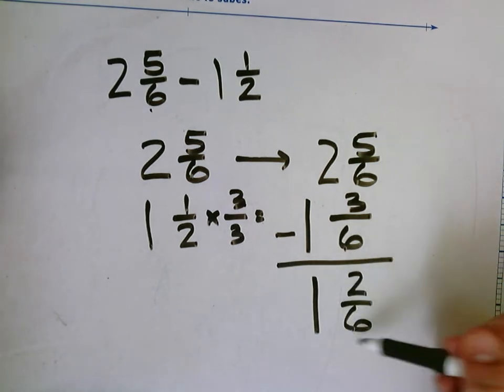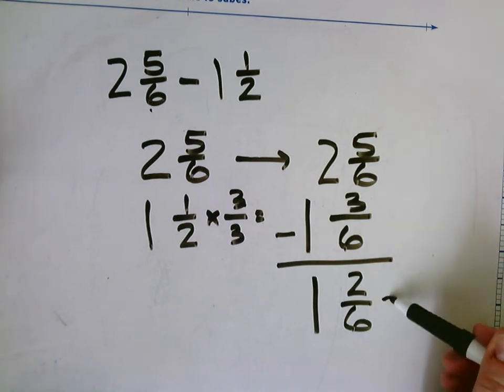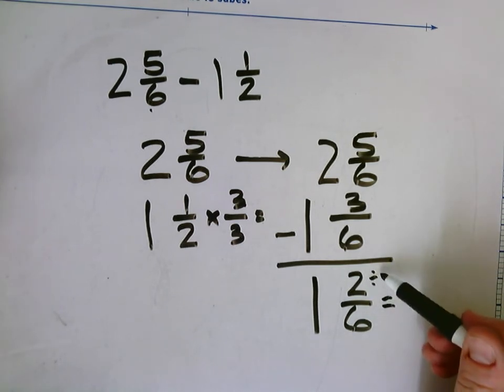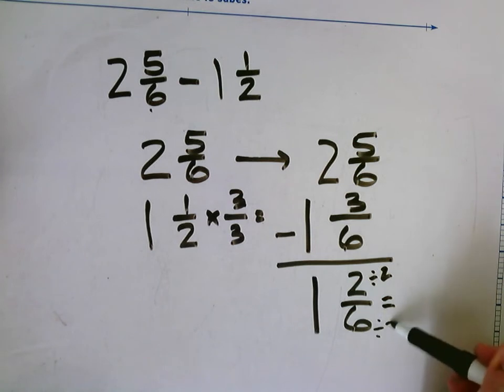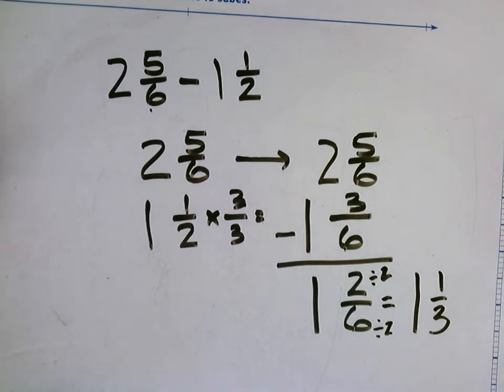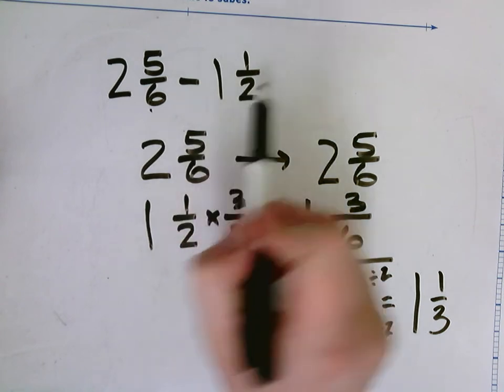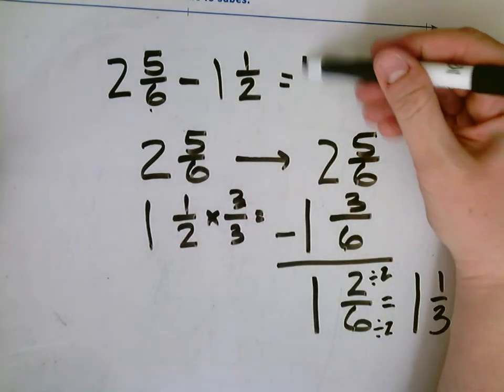I'm looking at this fraction here. I see 2/6. They're both even numbers. So I can reduce that by dividing the numerator and the denominator by 2. And I'm going to get an answer of 1 1/3. So 2 5/6 minus 1 1/2 equals 1 1/3.